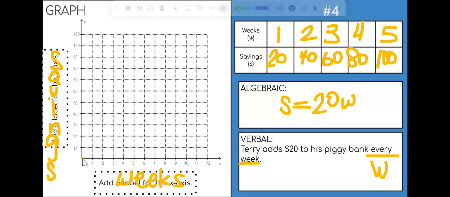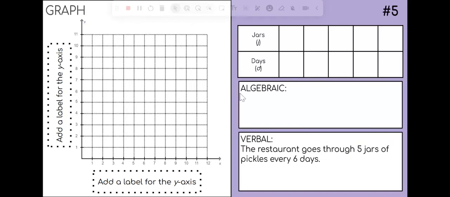If no time passes, he's got no money, nothing in his savings. 1 week is $20. 20 and 20 is 40. Another 20, 60, another 20, 80, and another 20 is 100. We're up to 100. Connect those lines. Make sure your line goes all the way through, and it also starts at the origin. There we go.